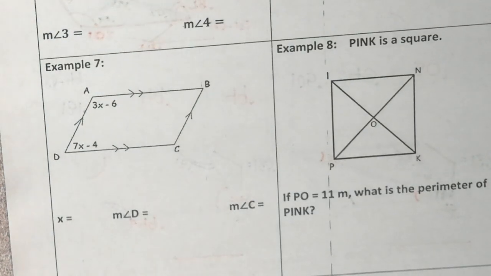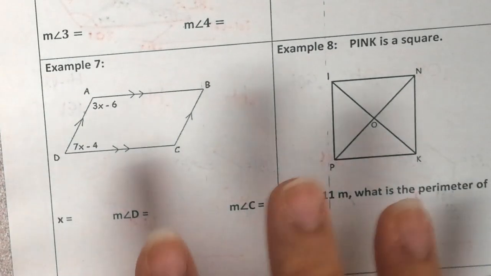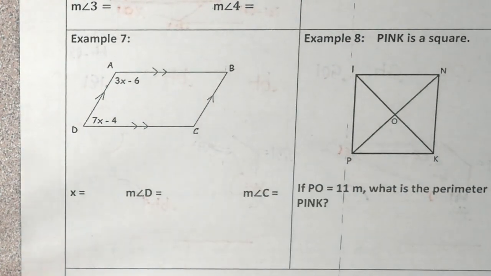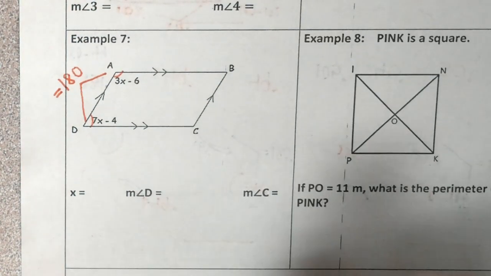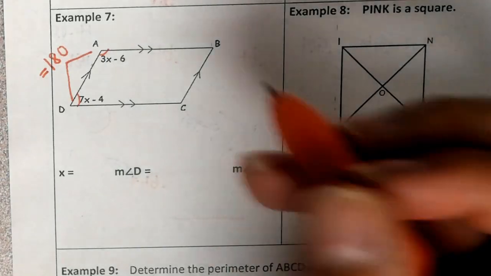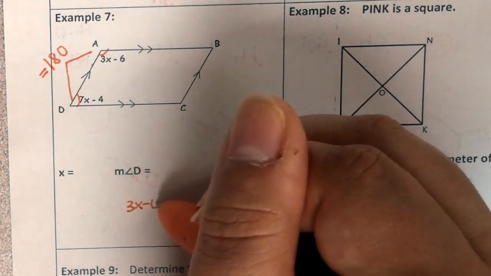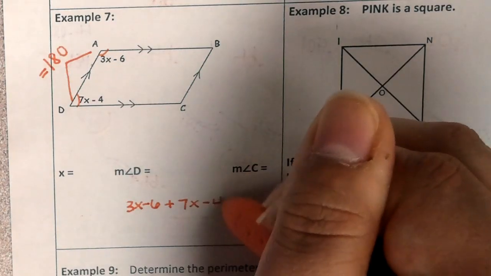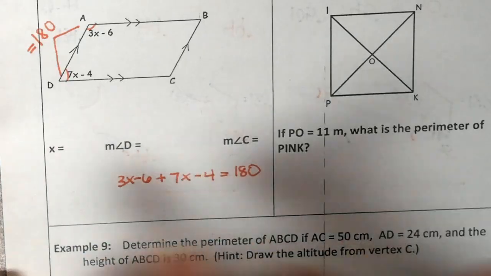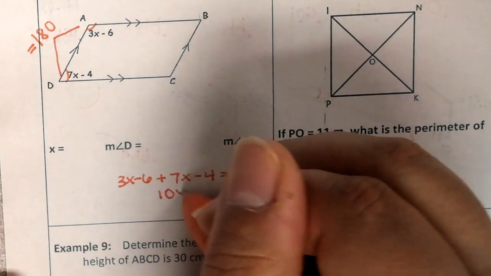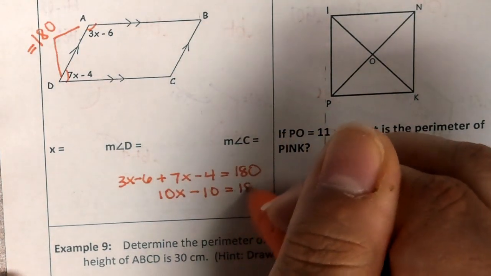Number 7. Jordan. Yes. You've been begging to talk, so I'm giving you an opportunity. How would you approach number 7? What do we know? That's a supplementary. 10x minus 10 is equal to 180. I'm going to write it all out for the sake of writing it out, but you're right. 3x minus 6 plus 7x minus 4 is going to equal 180. Do y'all agree those are supplementary? Yeah. And I would be okay if you, like Jordan, went straight to 10x minus 10 equals 180.